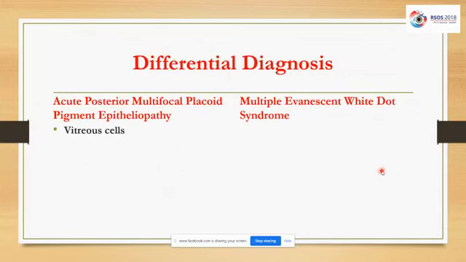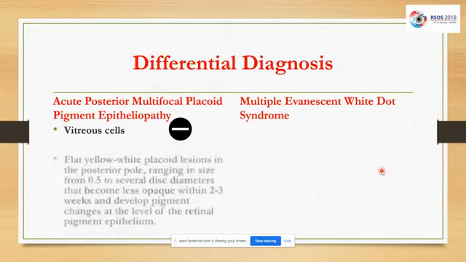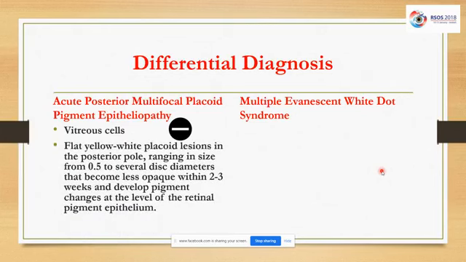And from here we can make a differentiation between the two entities, again, acute posterior multifocal placoid pigment epitheliopathy and multiple evanescent white dot syndrome. So this patient didn't have vitreous cells, and this patient has the criteria of acute posterior multifocal placoid pigment epitheliopathy: flat yellow-white placoid lesions at the posterior pole ranging in size from 0.5 to several disc diameters that become less opaque within 2 or 3 weeks and develop pigmented changes at the level of the retinal pigment epithelium.